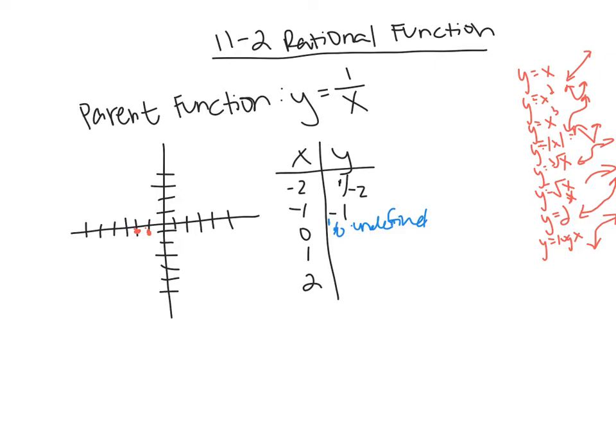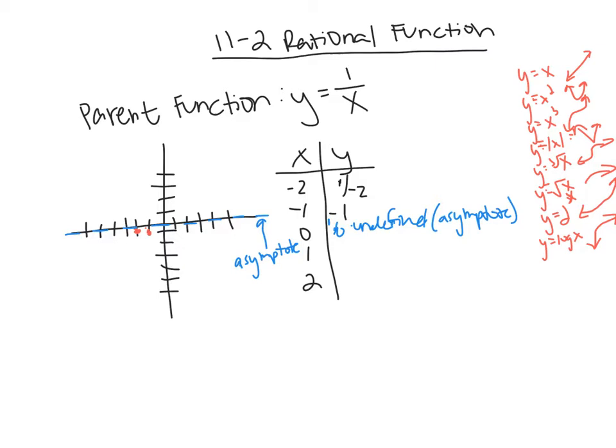It is undefined. Well, what does that mean? That means that I have an asymptote. Because it's undefined, we have what's called an asymptote. So x cannot equal 0. Because it cannot equal 0, I have an imaginary line going through my graph that the graph is never, ever, ever going to cross. It's going to approach it but never cross it. That is called an asymptote.